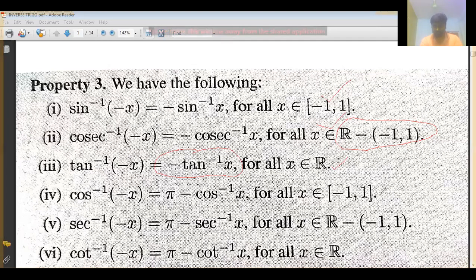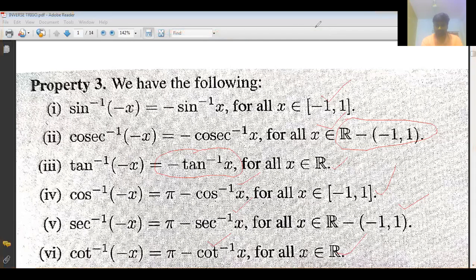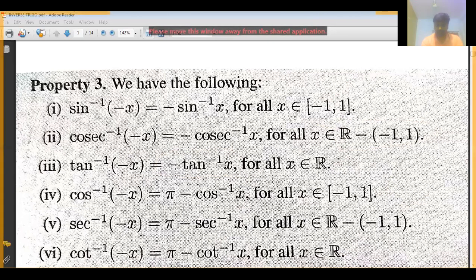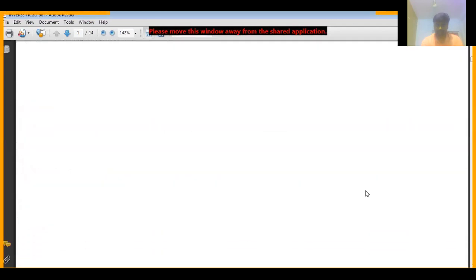So domains must be remembered. Now tell me the next three. Cos inverse of minus x is pi minus cos inverse x. Secant inverse of minus x is pi minus secant inverse of x. Cot inverse of minus x is pi minus cot inverse of x. What is the cot inverse x domain? R. What about secant inverse of x domain? R minus the open interval minus 1 to 1. Clear? So these are the things in this property. Now let us go for the next property.